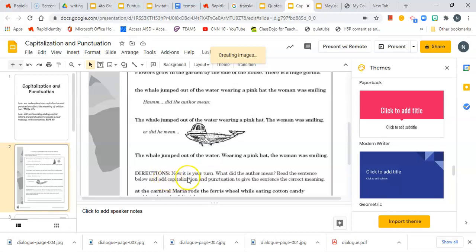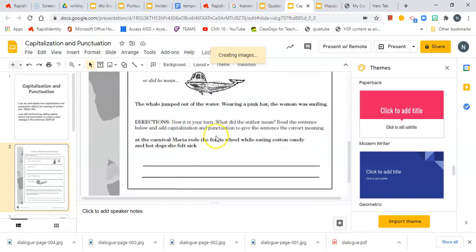Okay? Directions. Now it's your turn. What did the author mean? Read the sentence below and add capitalization and punctuation to give the sentence the correct meaning. And you're going to write on these lines. At the carnival, Maria rode the Ferris wheel while eating cotton candy and hot dogs. She felt sick. Makes a little bit of sense.